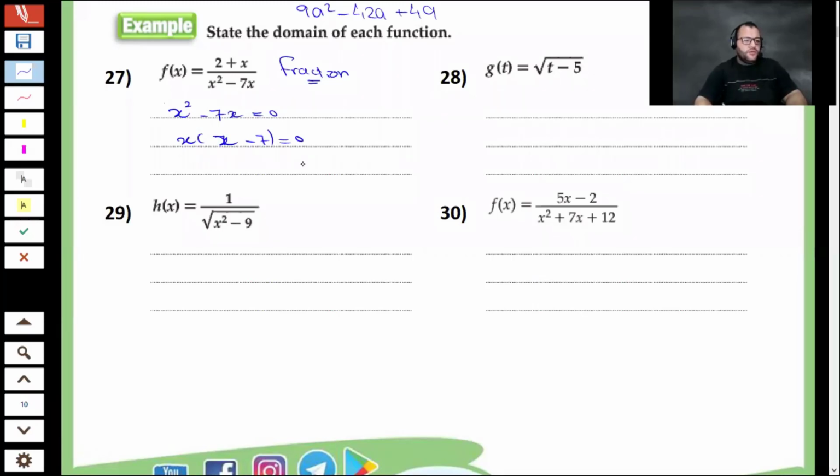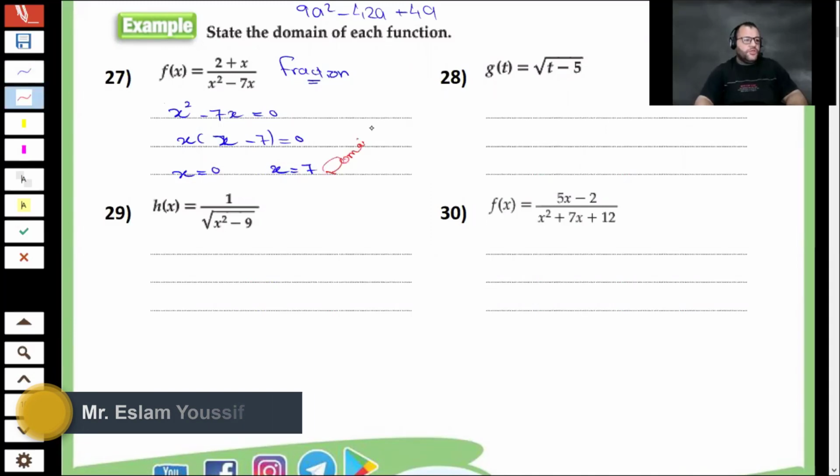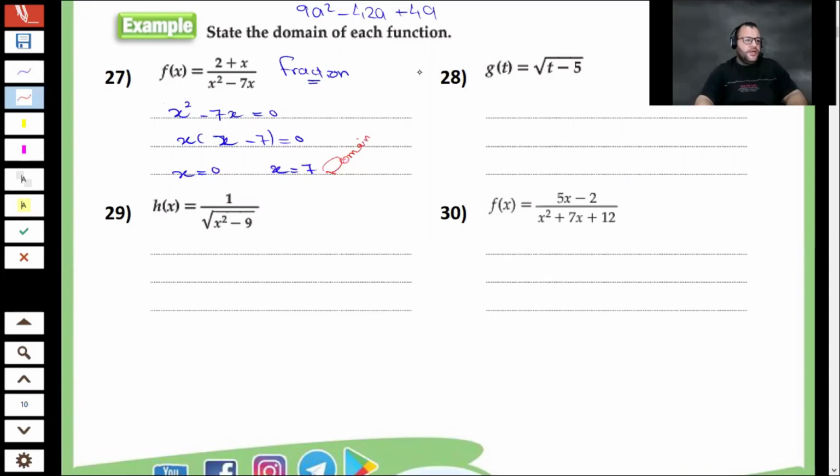Do you understand this one? So what is the domain now? Can you just repeat it again, please? Okay. The domain is R minus the set of 0 and 7. Do you understand how we solve this one?